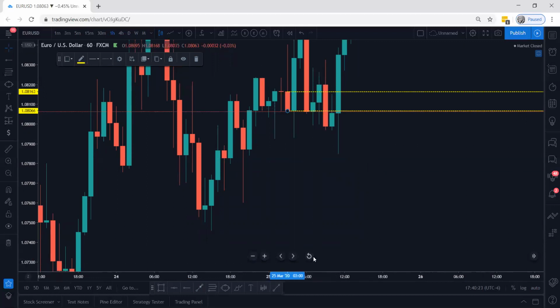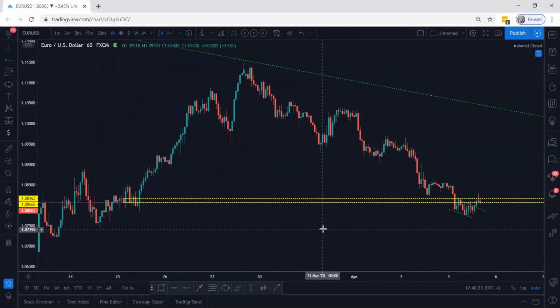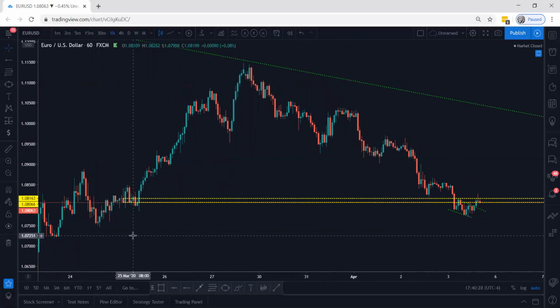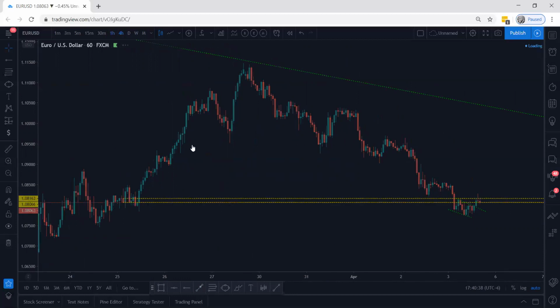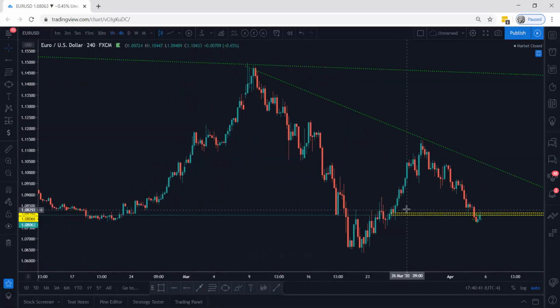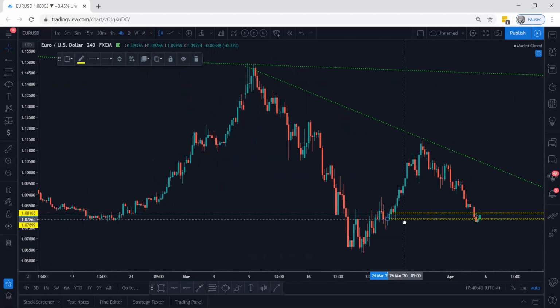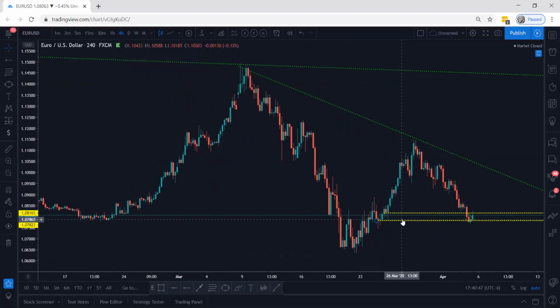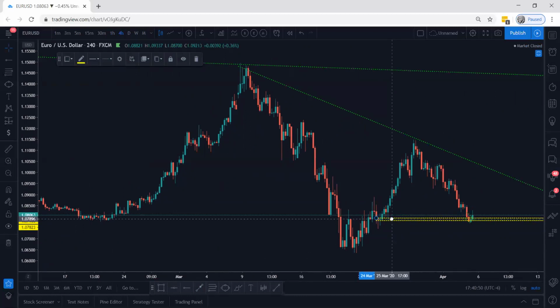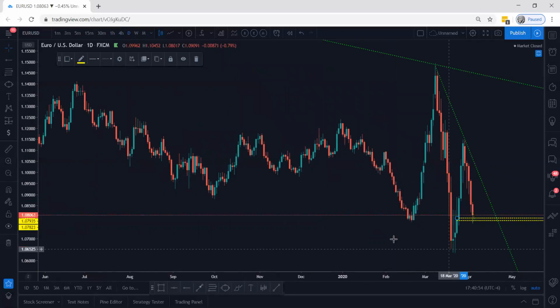So let me go back. All right, so that doesn't help me. So I want to move down. Let's go to the higher time frame here, and see what it looks like on the daily.